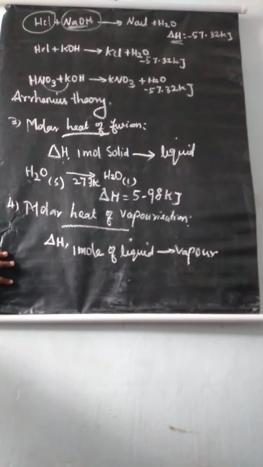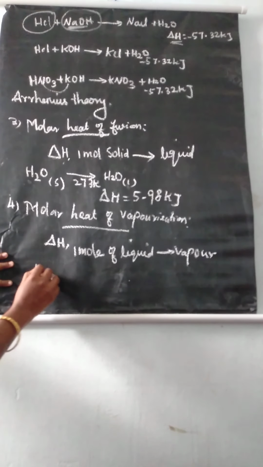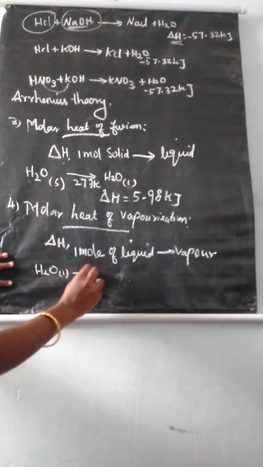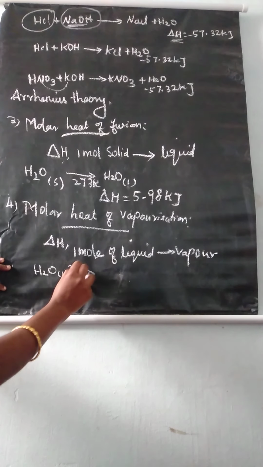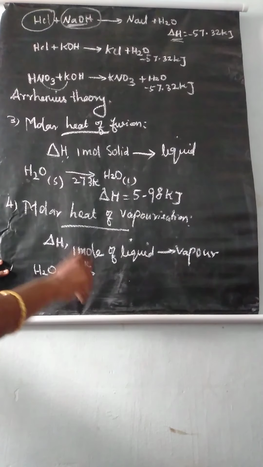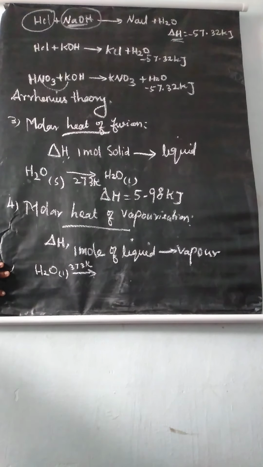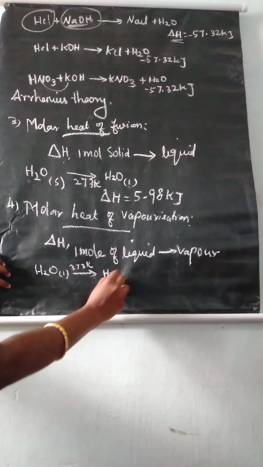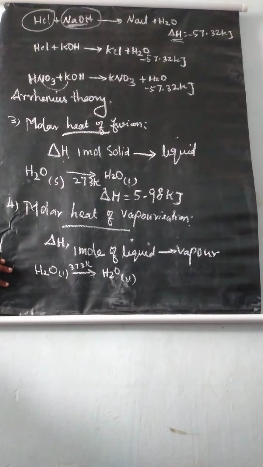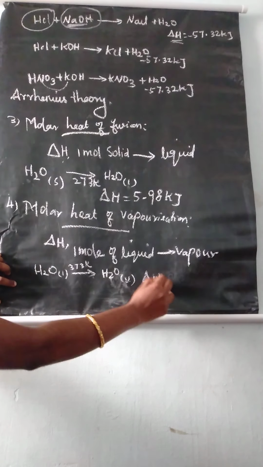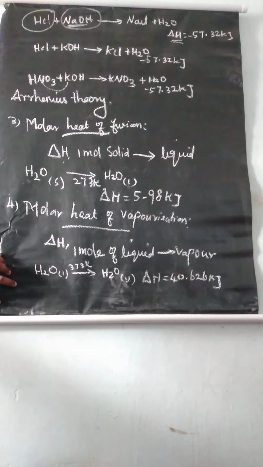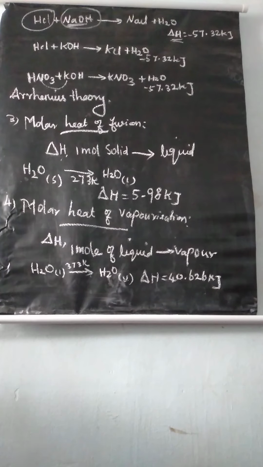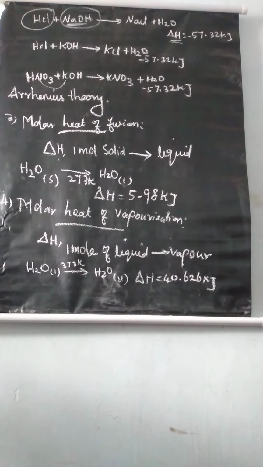Understand? Here also you consider the same example. Liquid water at temperature 373 Kelvin is converted to vapor form. Here you will get the delta H value 40.626 kilojoule.